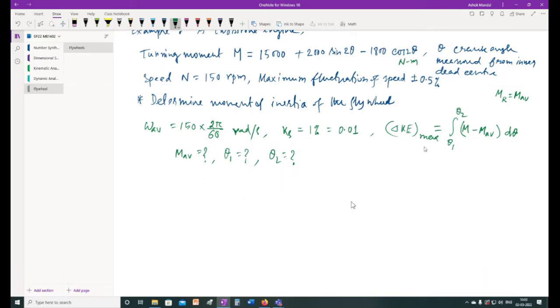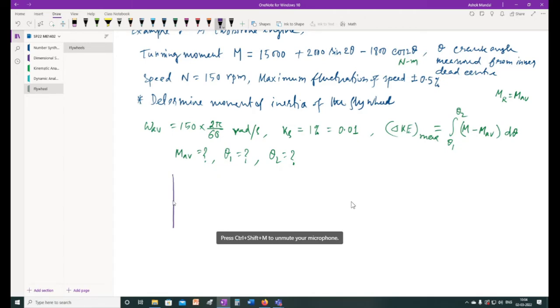Find M average from 0 to 2 pi. Somebody said differentiate. What will differentiation give us? Delta kinetic energy equal to 0. For theta 2, we will equate 2000 sin 2 theta equal to 1800 cos 2 theta. Okay, I'm doing the same thing.